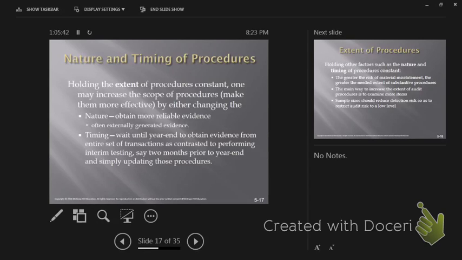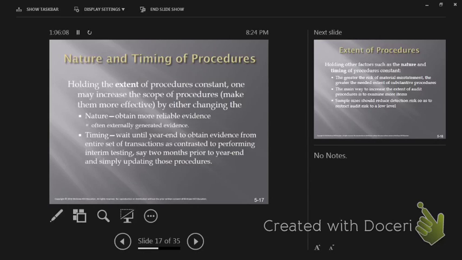All right, nature and timing. What we're talking about there is that things change. So what's the reliability of the evidence? What's the nature of the evidence? Can we hold it to be reliable? If we can't, then we have to change the timing of what we're doing, and we have to change what our audit's going to be. Often things stay the same, but we have to look at the audit evidence that we're looking at.